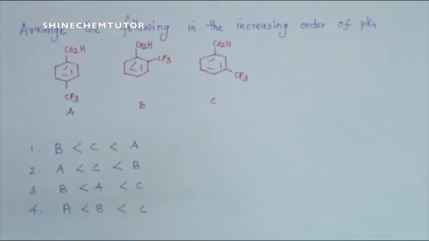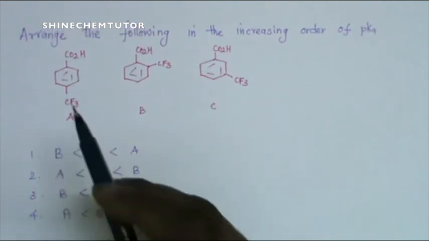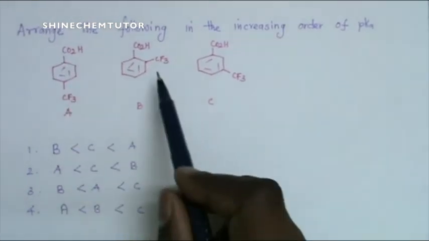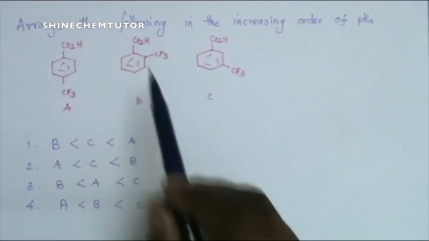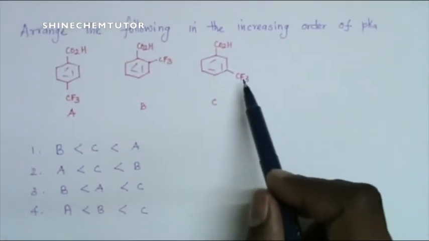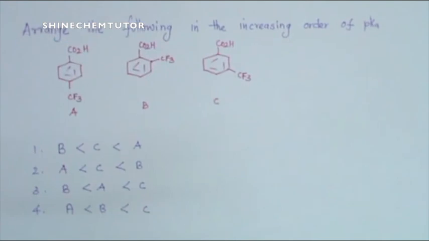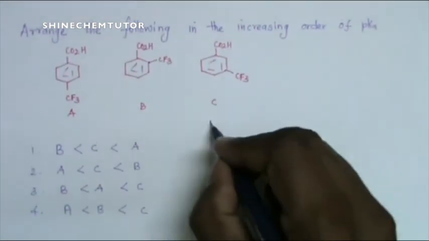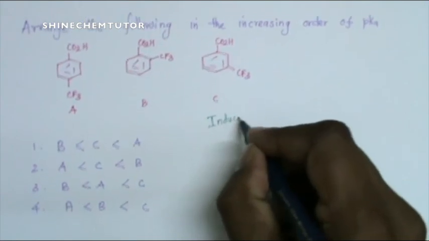In this problem, I have given 3 benzoic acids. You have to arrange the following in the increasing order of their pKa value. First one, 4-trifluoromethyl benzoic acid. Second one, 2-trifluoromethyl benzoic acid. Third one, 3-trifluoromethyl benzoic acid. Here you have to use the inductive effect.